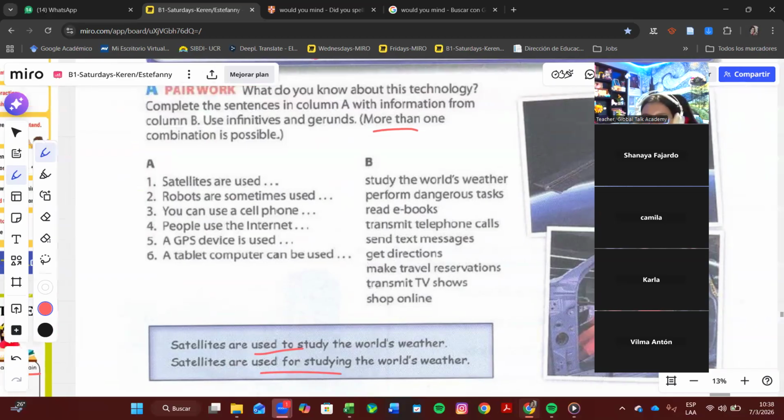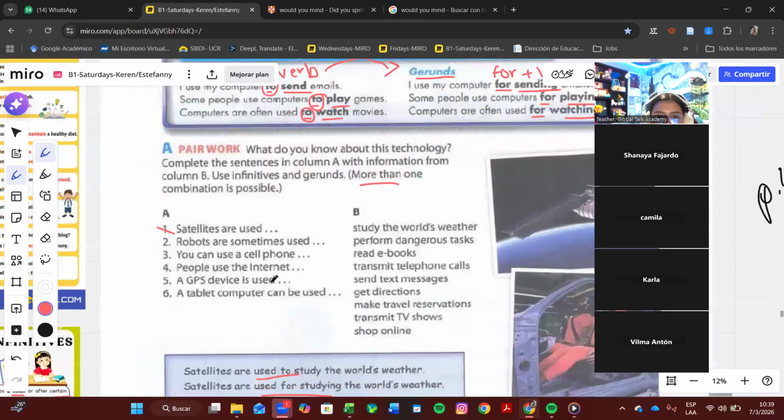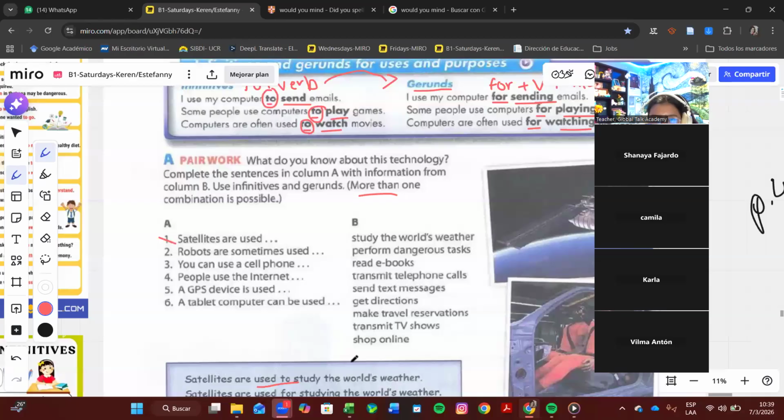Shania, what do you think about the first one? Okay, we have the first one. So let's continue with the second one. Shania, are you there or not? Yes. Okay, so we have: robots are sometimes used, and then we have different options: study the world weather, perform dangerous tasks, get directions, make travel reservations. What do you think? What could be the best option?